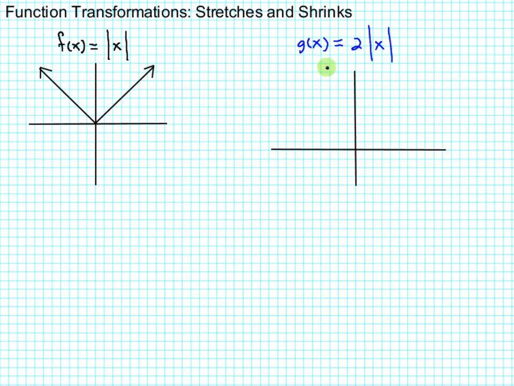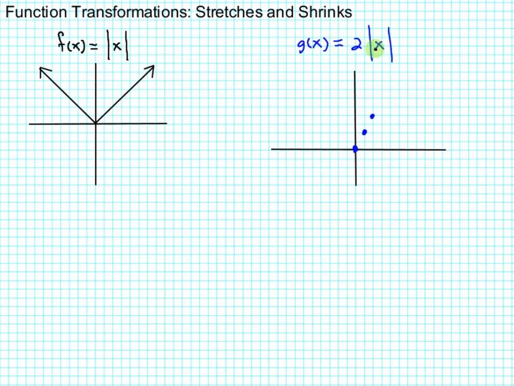So you can think about this over here. If x is 1, y is 1. If x is 2, y is 2. If x is negative 1, y is 1. If x is negative 2, y is 2. Over here, if x is 0, then y is 0. If x is 1, then y is 2 times 1, so it's 2. If x is 2, y is 2 times 2, which is 4.